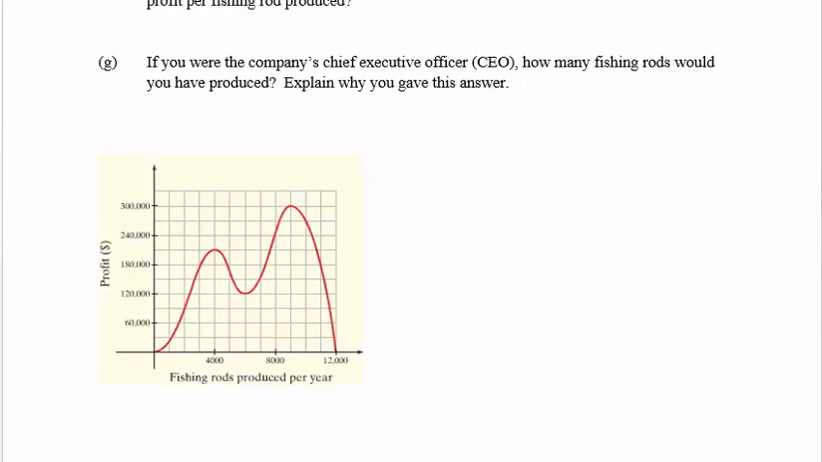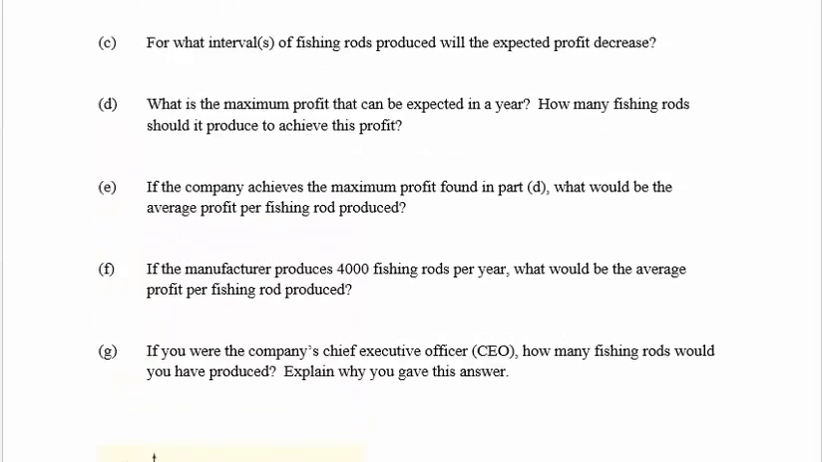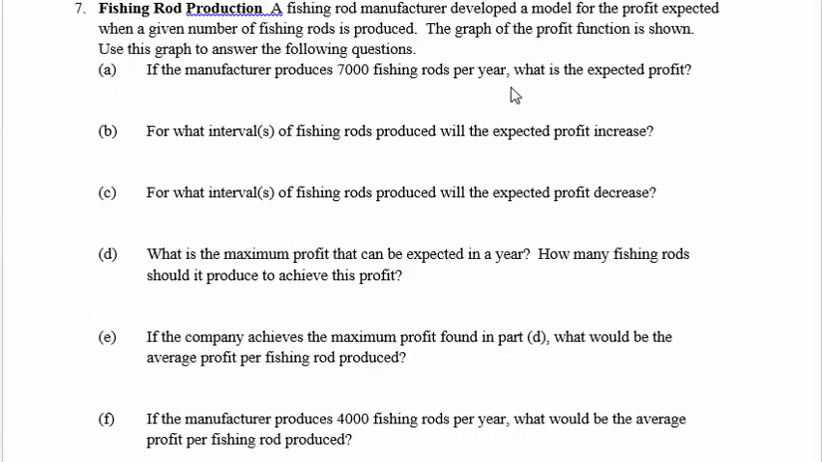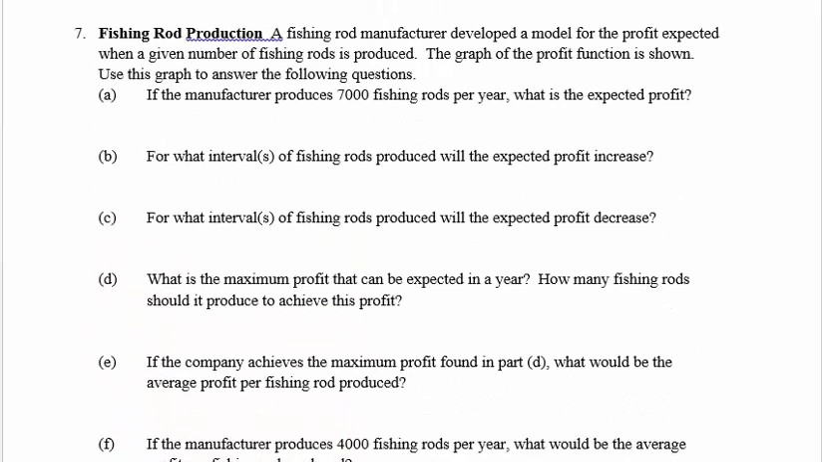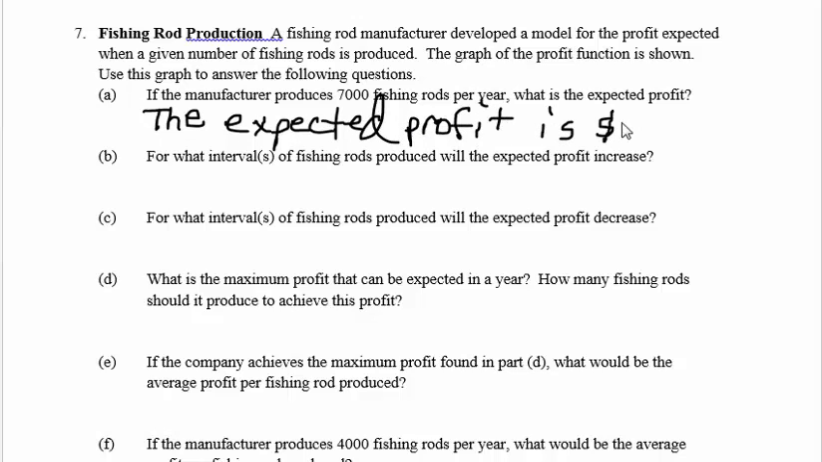Here we have a graph that represents the profit of a company that makes fishing rods. So the y-axis represents the value in dollars of the profit. The x-axis actually allows me to relate x and y to each other using a picture. So I want to know if the manufacturer produces 7,000 fishing rods per year, what is the expected profit? I just look at the graph to see that the expected profit is $150,000.